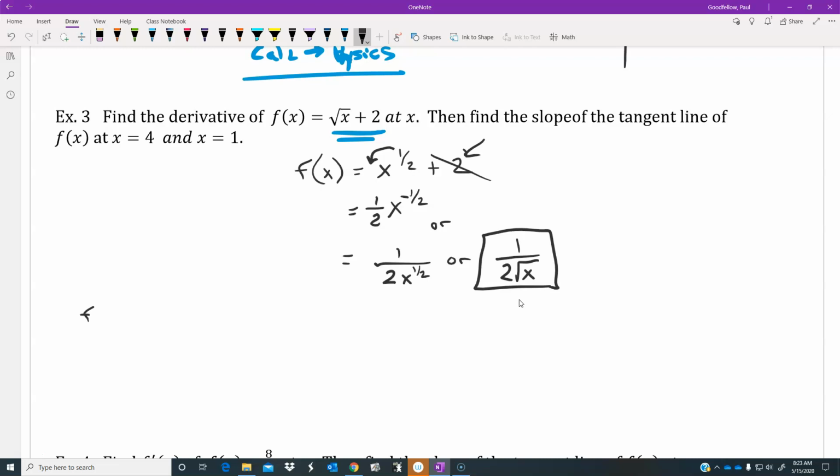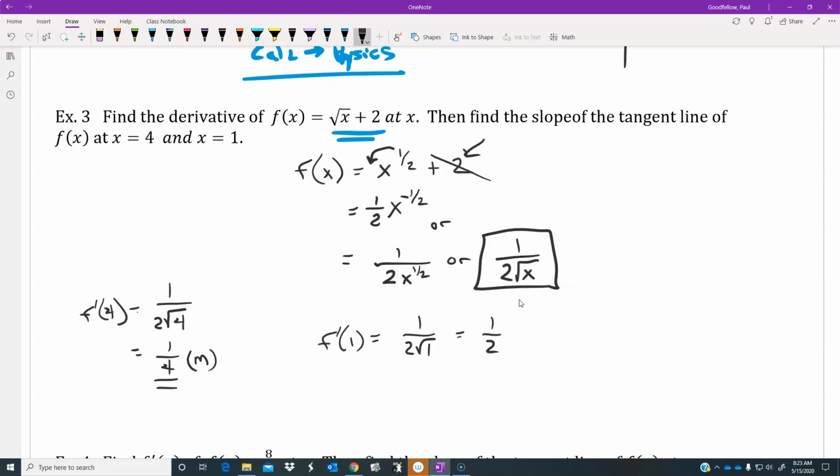What would happen if I evaluated that derivative at 4? I'd get 1 over 2 times the square root of 4, or that answer would be 1/4. There's your slope of the tangent line at that location. Or if I wanted to find the derivative at 1, I would say that's 1 over 2 times the square root of 1, and that answer would be 1/2. Now, I'm going to put an extra one in here.